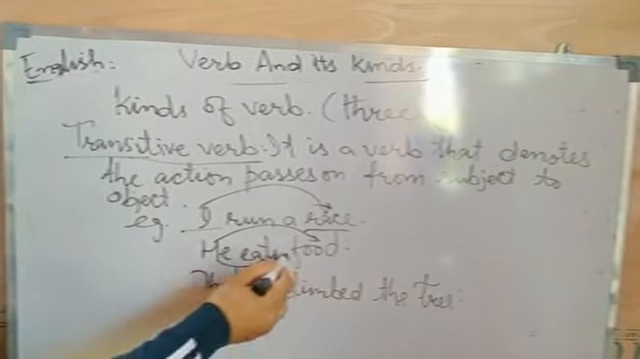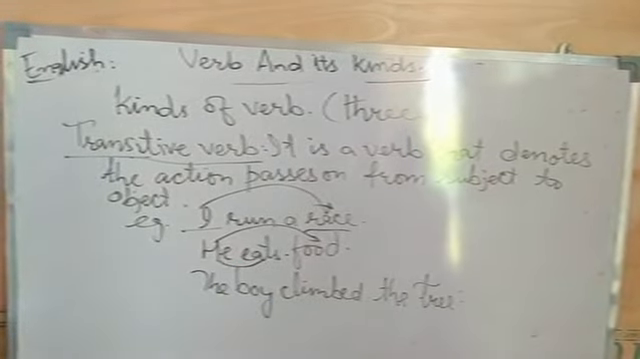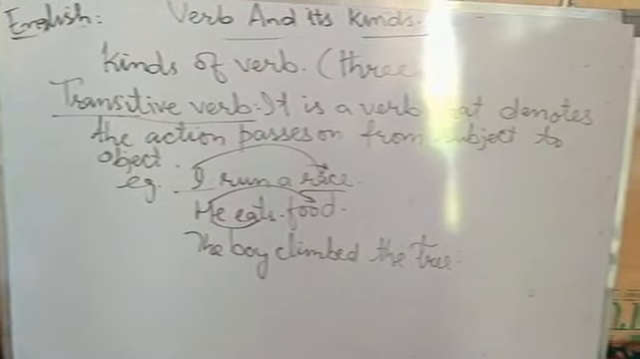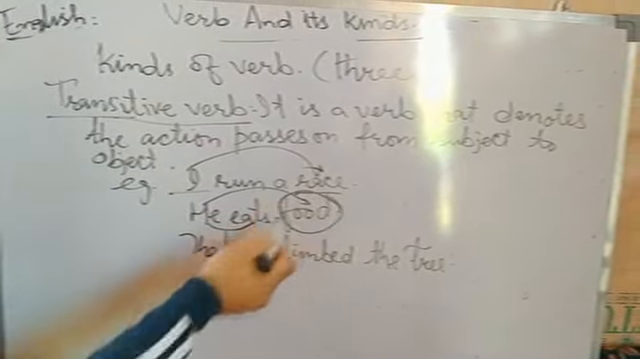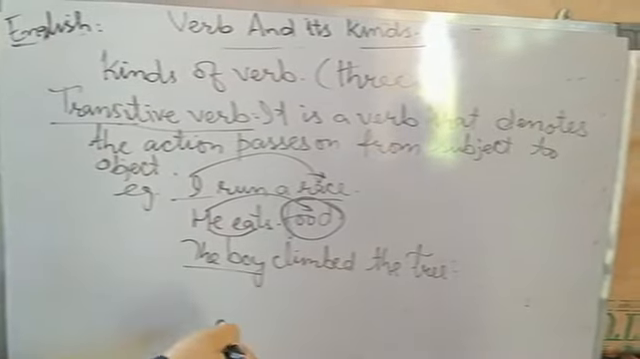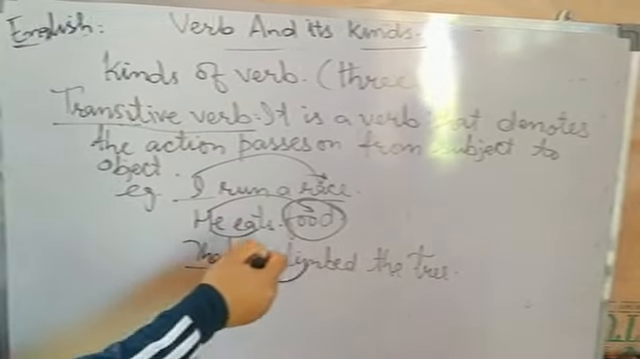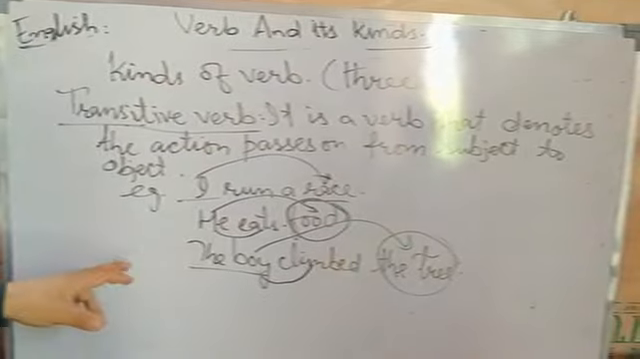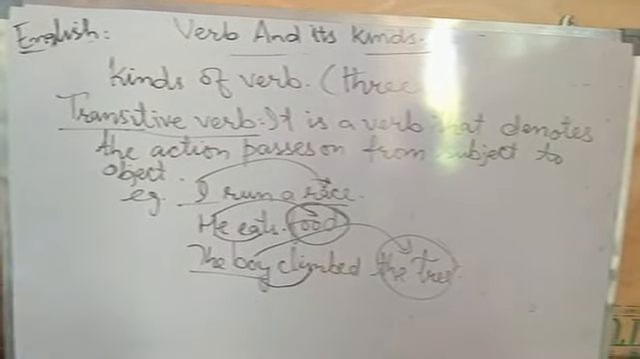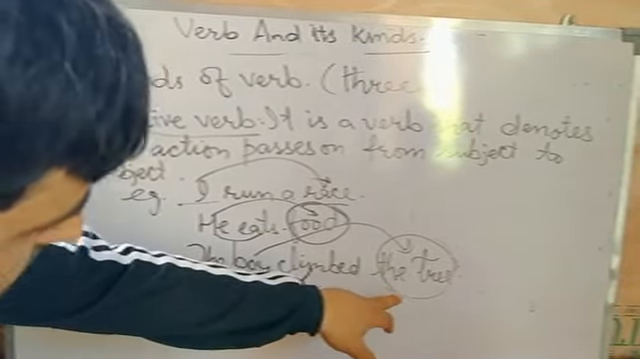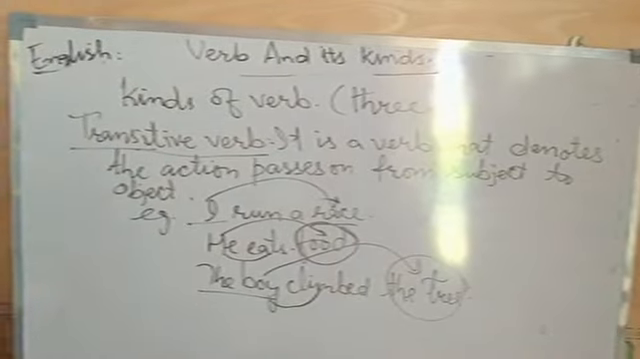If we write only here, he eats, it does not give us complete sense. We are unable to understand what he eats. So object is needed in transitive verb. The boy here is subject. Action passes from boy to the tree. If we write the boy climbed, it is not clear what the boy climbed. So object is required in transitive verb.